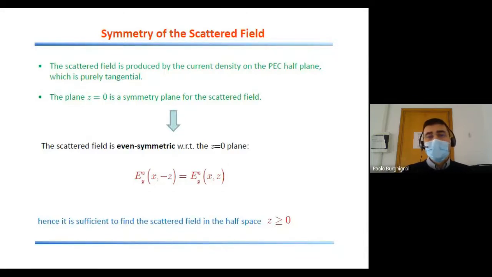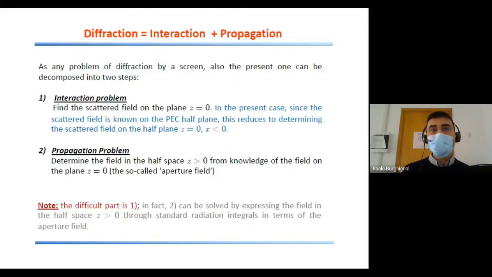we can say the field is even symmetric with respect to the plane z equals 0, which means that if you know the field, for example, in the half space where z is positive, you also know it at minus z. The problem of diffraction by a screen, and this is very general, not restricted to this particular configuration, can be decomposed in two steps.